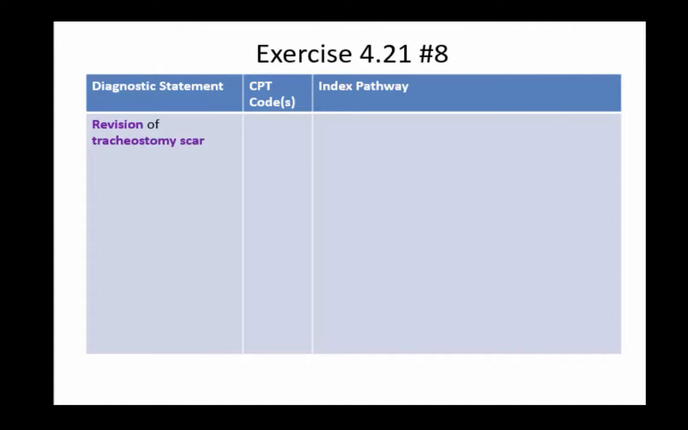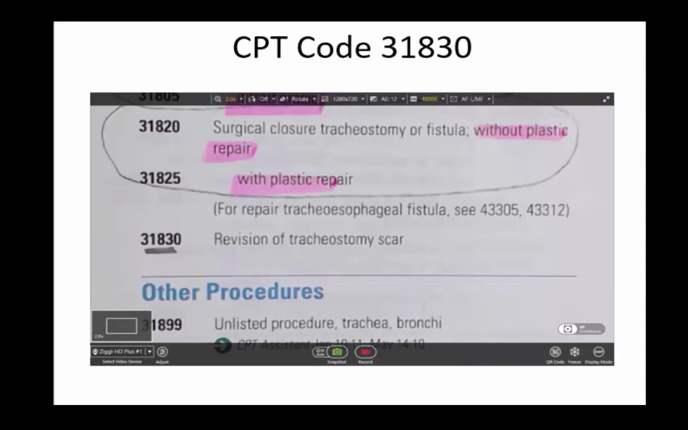A revision of a tracheostomy scar is one of those other procedures that are mentioned in your textbook. There it is, 31830, and here it is. I have it underlined in the CPT Code book. Whenever I have a code that's a single code without codes under it, I just do a little underline, and that tells me that it stands alone.